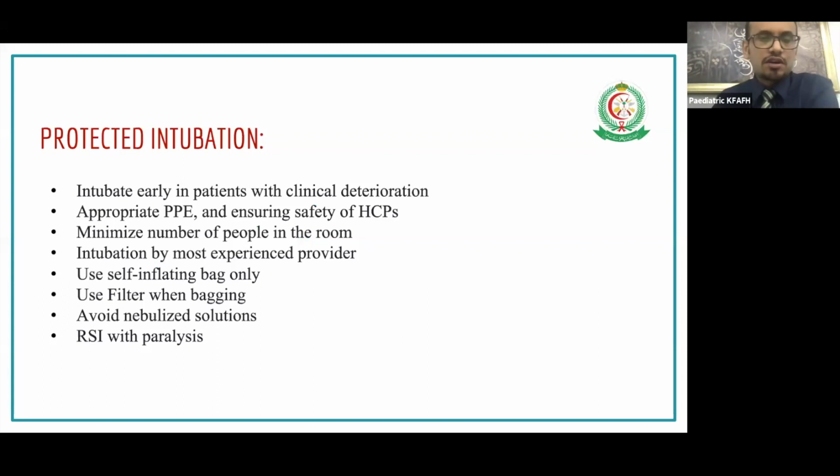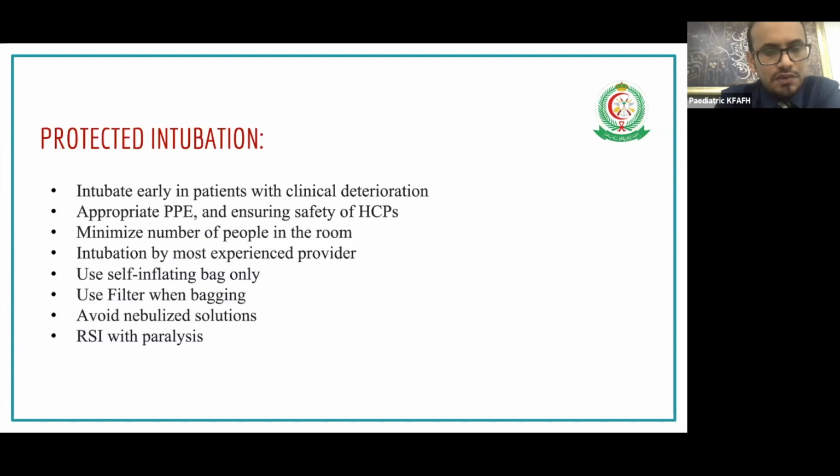I'm going to move to a quick view over the protected intubation in those patients. We have many steps, we're going to go over them quickly. So keep in mind always, in those patients, intubating the patient early is better than when he deteriorates clinically. Use appropriate protective equipment as per institute strategy for those patients, and please ensure the safety of healthcare workers. Minimize the number of people inside the room as much as you can. Intubation must be done by the most experienced provider.